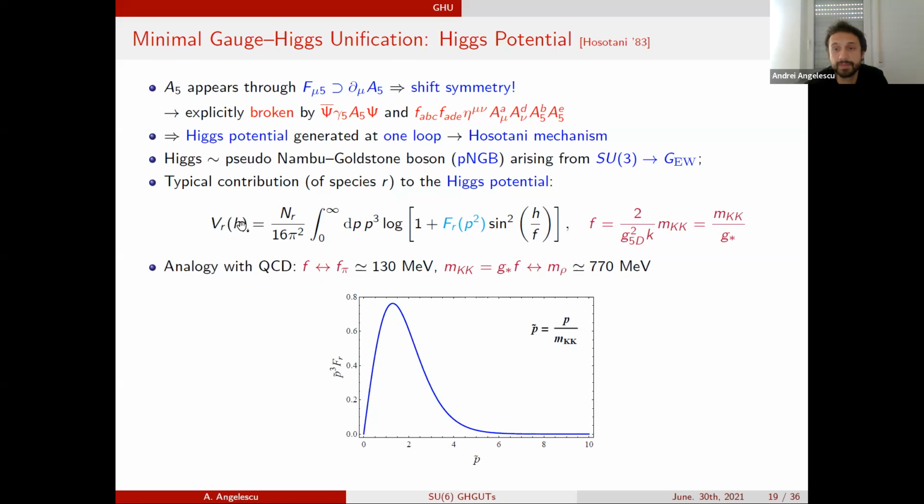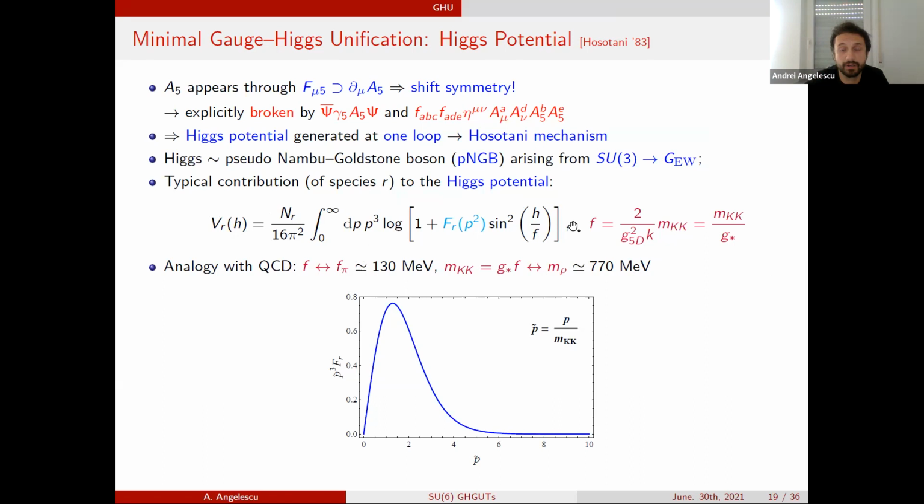And this is easy to understand if one makes the connection here. This f here is something like a decay constant, so you can immediately make an analogy with QCD. It's kind of like the pion decay constant. You know that in QCD the pion is much lighter than, for example, the rho. And the same mechanism is at work here when you look at these models.